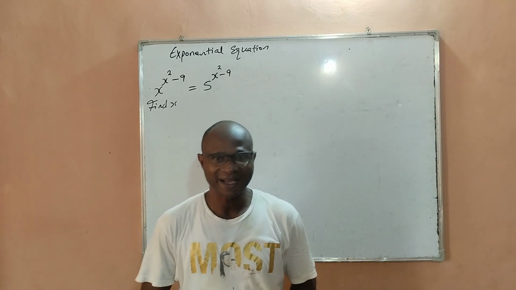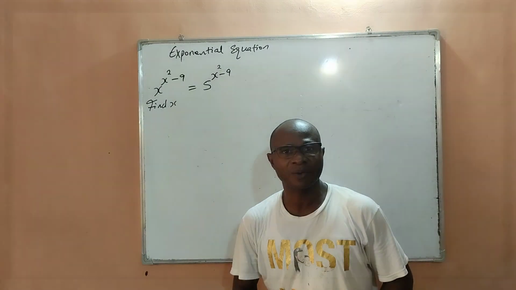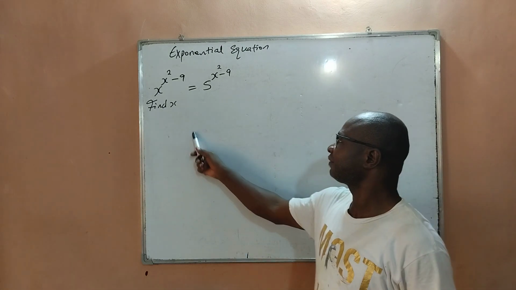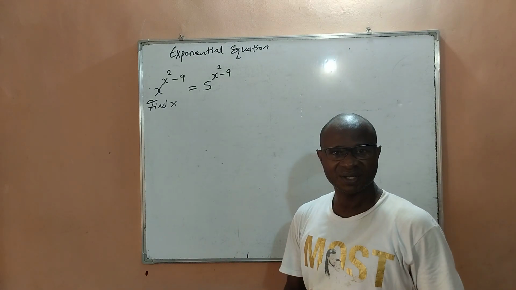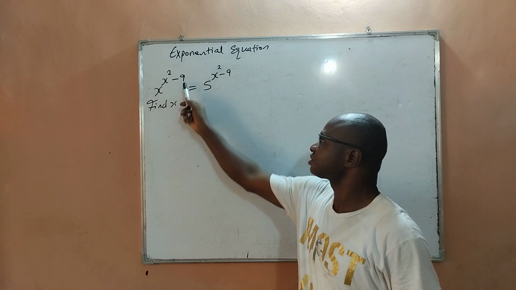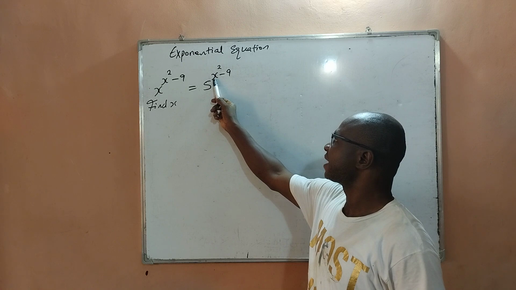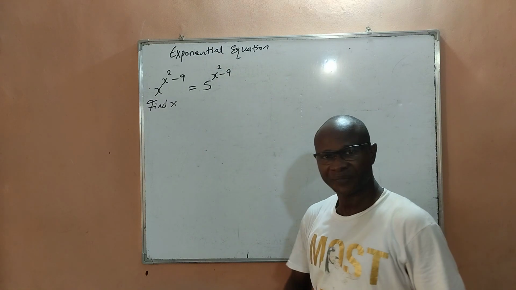In today's math class, what we have on the board is an exponential equation. Here we are given to find the value of x. In the question, x raised to the power 2 minus 9 is equal to 5 raised to the power x raised to the power 2 minus 9.